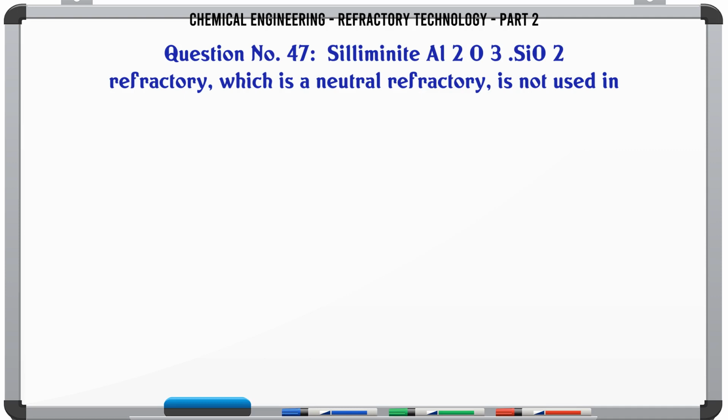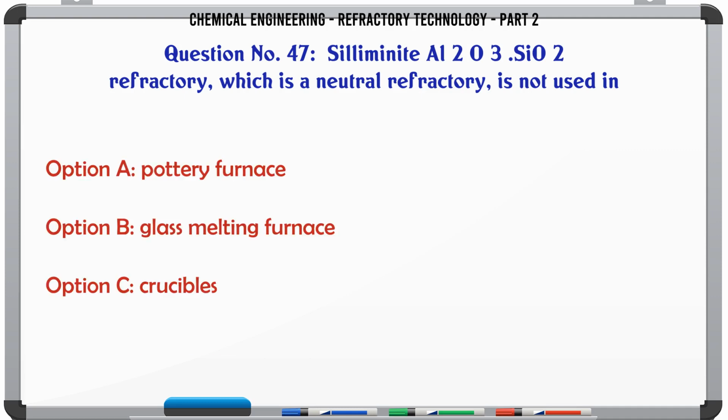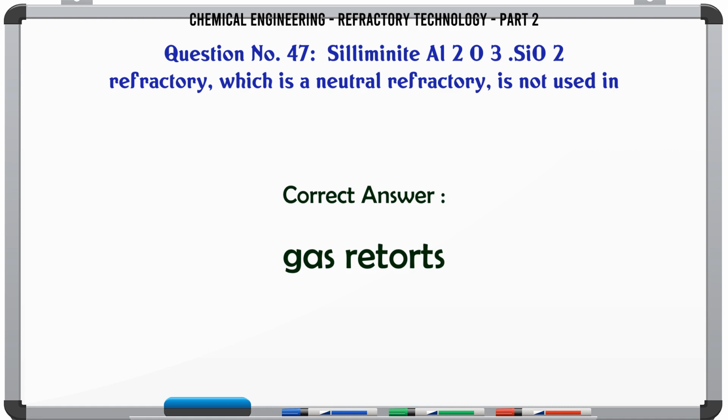Sillimanite, Al2O3.SiO2, is a neutral refractory, and is not used in A. pottery furnace. B. glass melting furnace. C. crucibles. D. gas retorts. The correct answer is gas retorts.